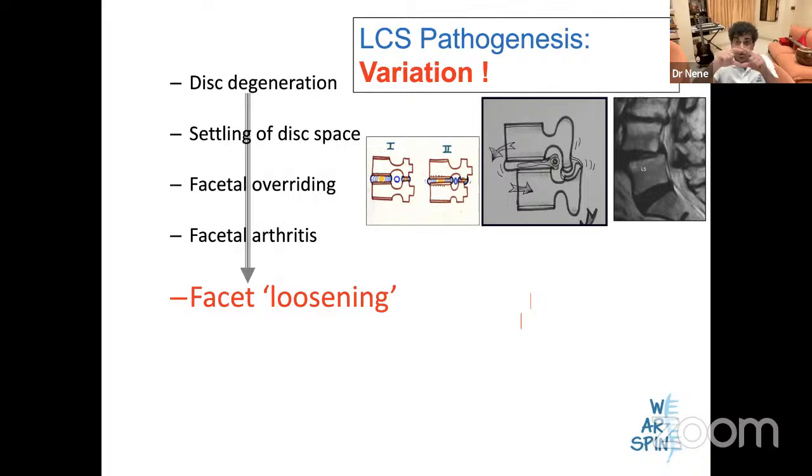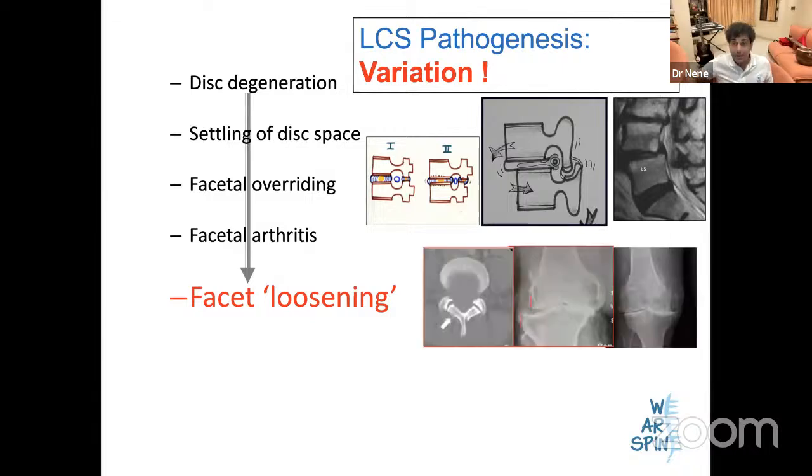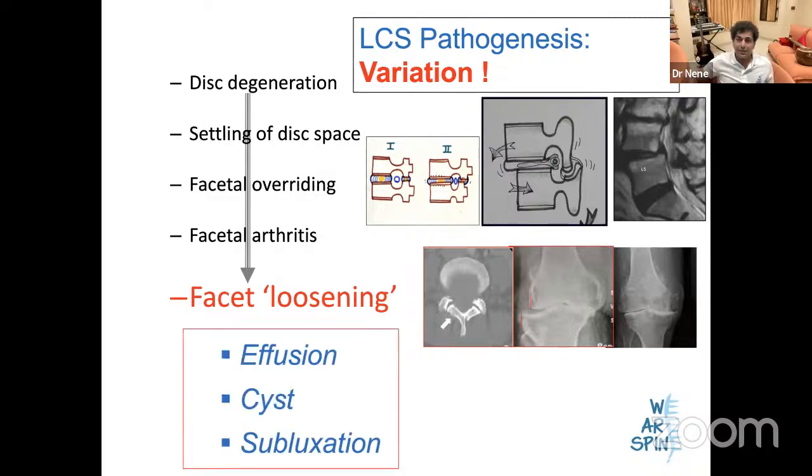So if someone's phase of instability remains for much longer, they come to us with an advanced instability because of facet loosening. And for those of you who regularly see knee arthritis, you would see the same. There are some knee joints that get stiff and painful, and there are others that get wobbly. So similarly here, the facet joints then take over and they start getting loose. They develop facet effusion and multiple things.